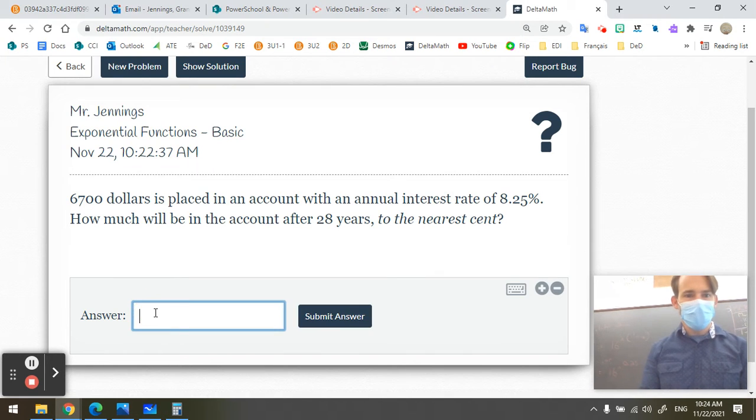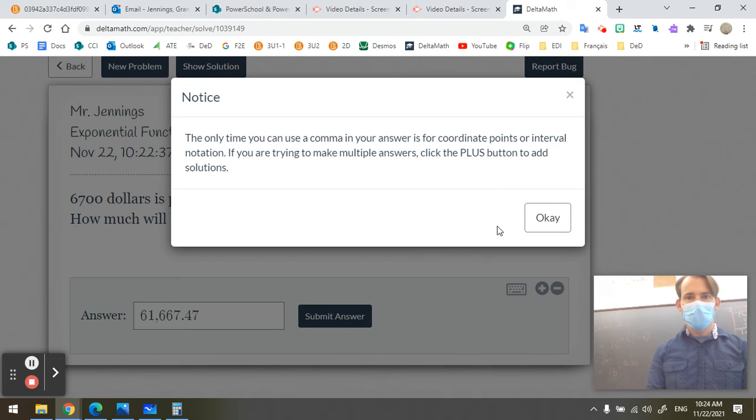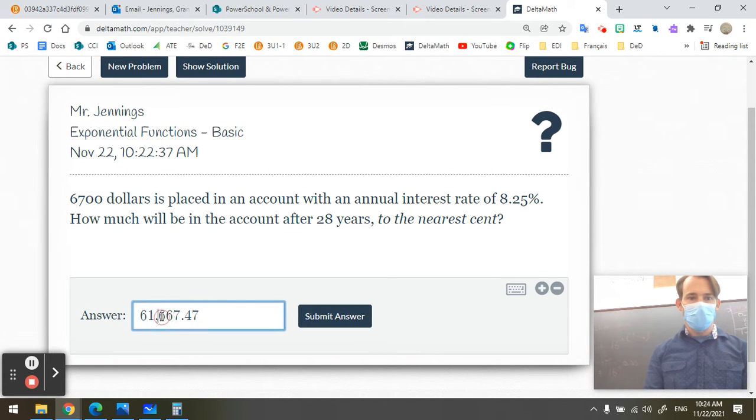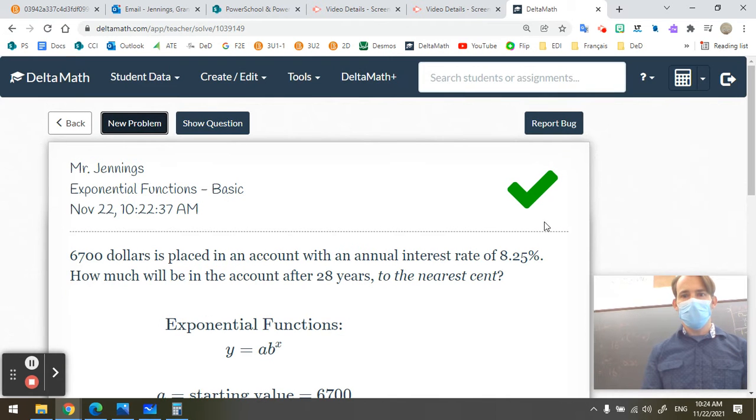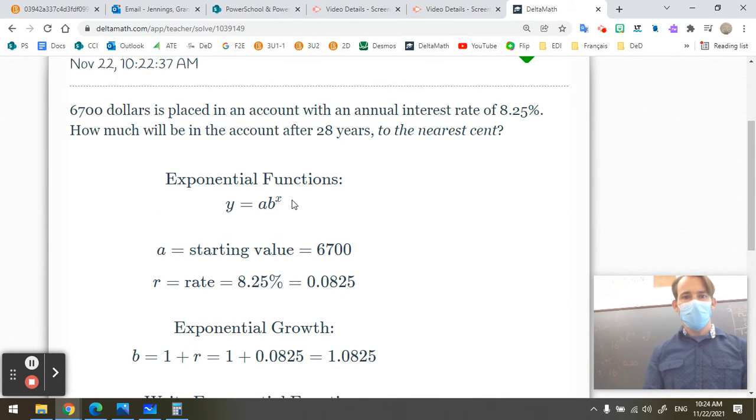Oh, look at this. Oh, I can't use a comma in my answer. It does not like this comma. It wants that comma out of there. Submit answer. Yes. Hooray!